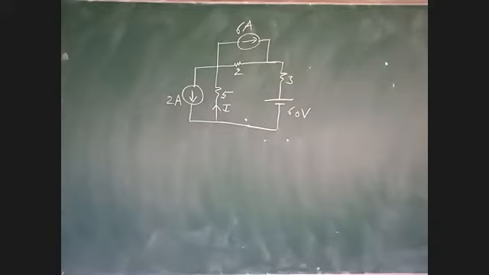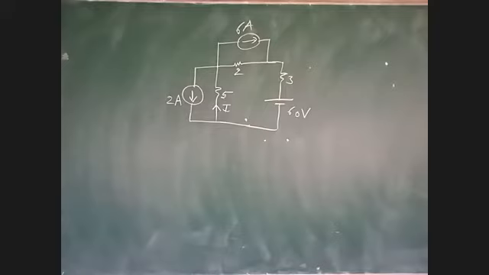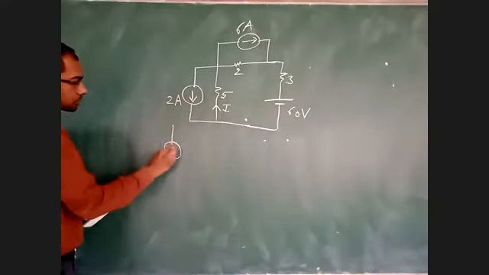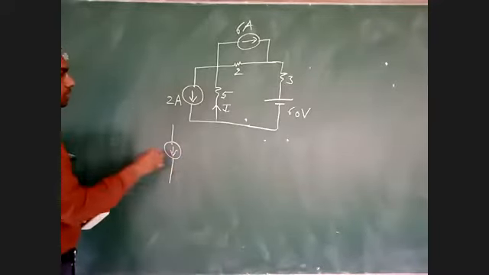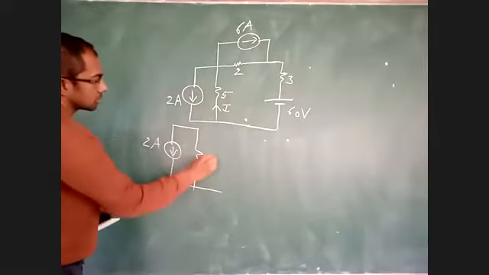Have you drawn the circuit? Yes, sir. Okay. How many sources are there? Three sources. Two current sources and one voltage source. First, I am considering this 2 ampere. I want to determine the current in only one branch, the 5 ohms.